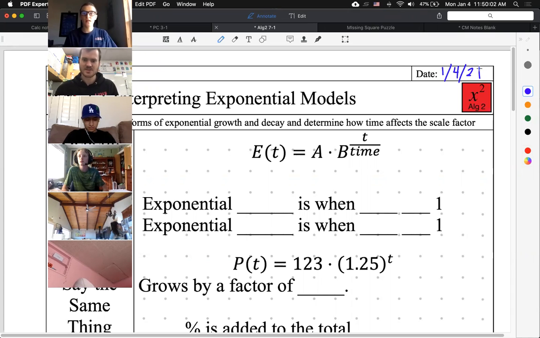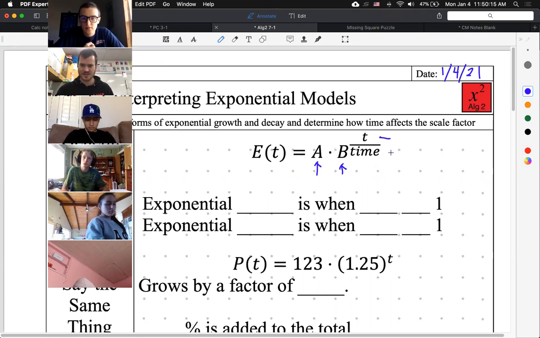So here's an exponential function. I just randomly chose E because exponential function. I could have chosen any letter, but there it is. Ignore the function notation. This is the main guy. You have this capital A, this capital B, a letter T, and then time down here. Let's analyze all of these four pieces.